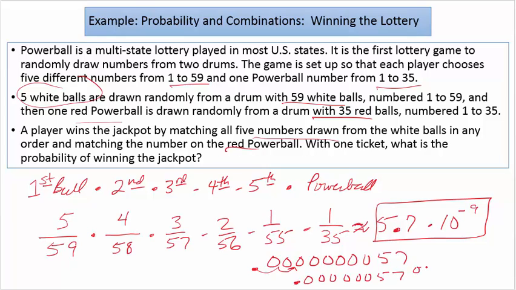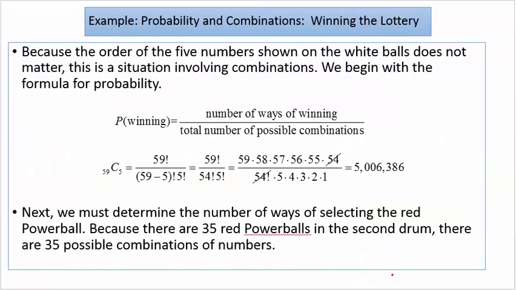You have about a 0.0000057% chance of winning the lottery. That's why I never worry too much about giving my $100 away. Now, that's one way to do it. Another way to do it is use combinations.